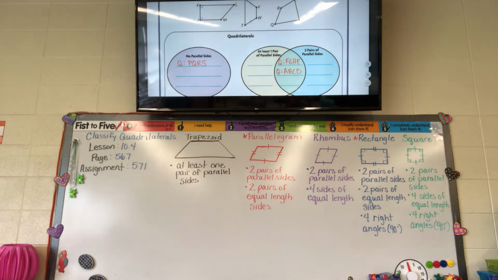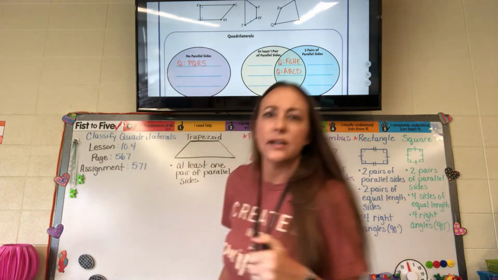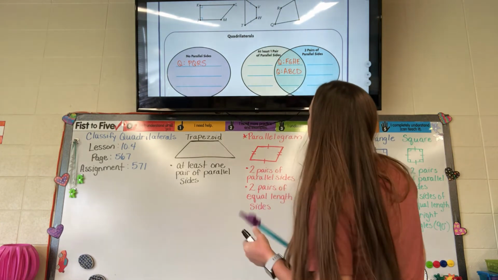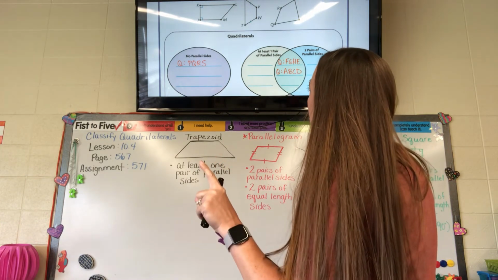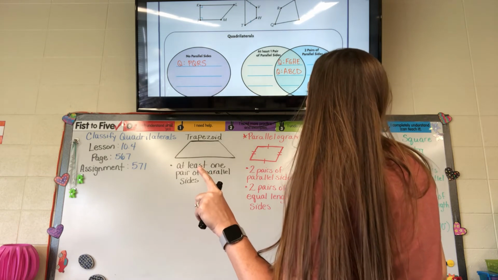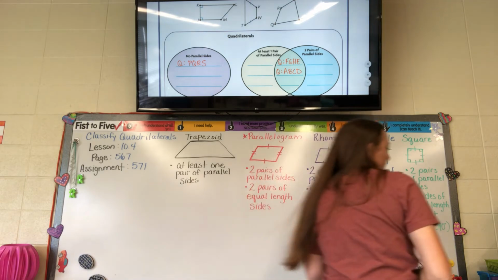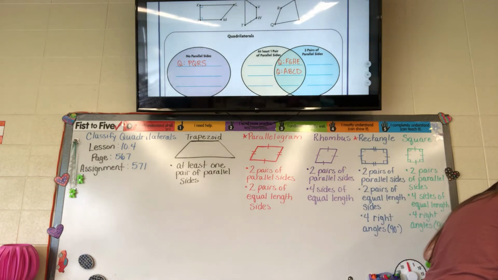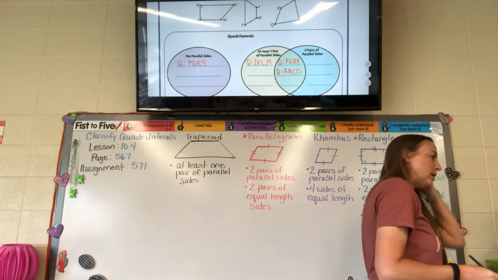All right. The next one is this guy right here. Let me make sure you guys can see it. And it is JKLM, and it has 1 pair of parallel sides only. So it's going to go right here in the yellow, quadrilateral JKLM, because it has at least 1, but only 1.